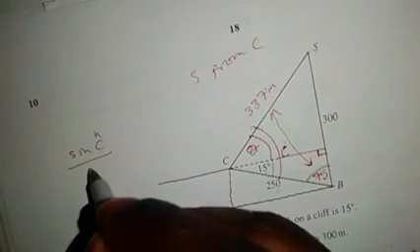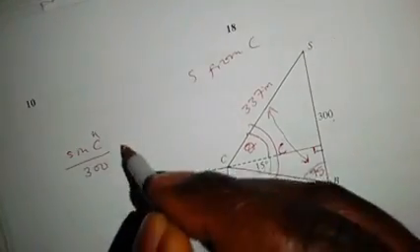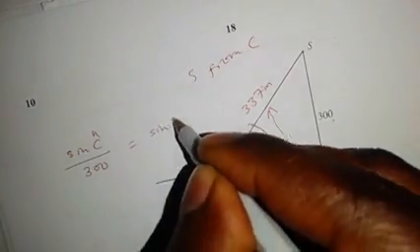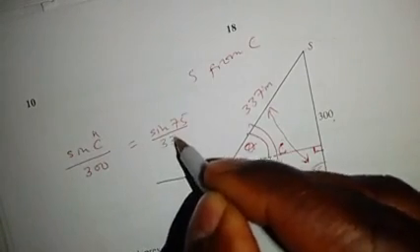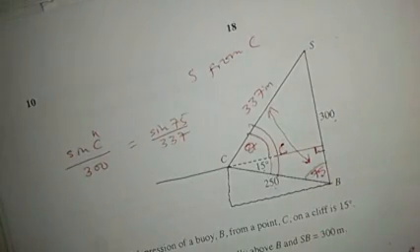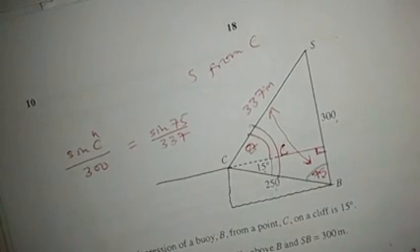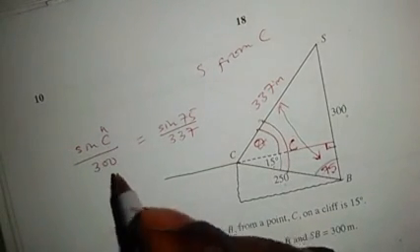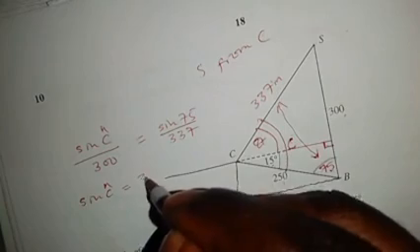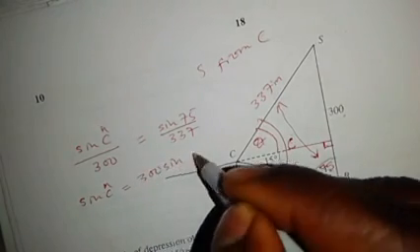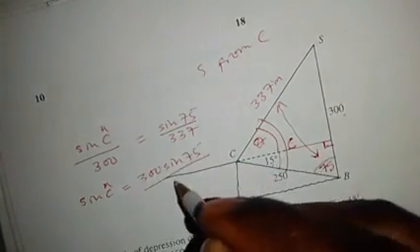Then divide sine C by 300, since C is opposite to 300. Then on the right side, you have to put your complete set: sine 75, then divided by 337. I hope you are listening. Right. So we would like to make C the subject of the formula. So sine C is equal to 300 sine 75 over 337.